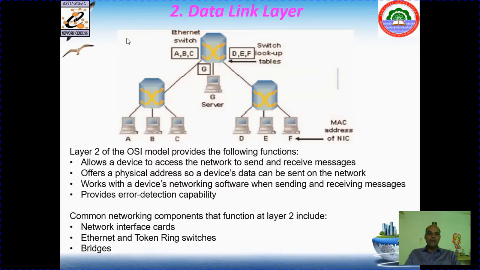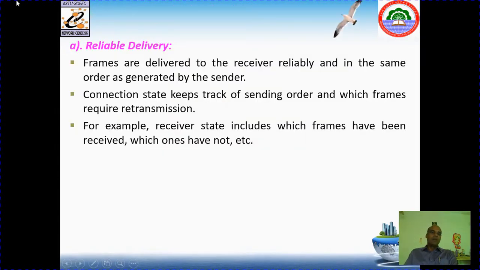As we said earlier, the last two layers, physical and data link layer, handle both software as well as hardware components. So the common networking components that function at layer 2 include NICs (network interface cards), Ethernet and token ring switches, and bridges. So if you consider the data link layer functionality one by one: reliable delivery.